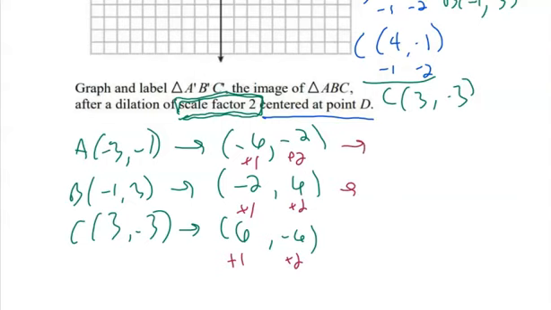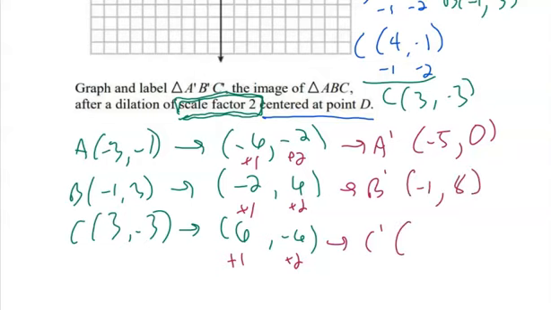So the true and proper A prime, B prime, and C prime will be at (-5, 0), then (-1, 8), then (7, -4). So when I plot them, they should have the proper center, and they should now be dilated by a scale factor of 2.